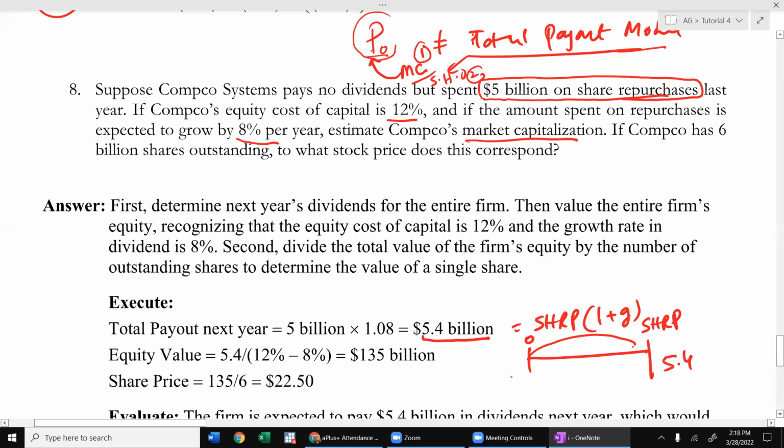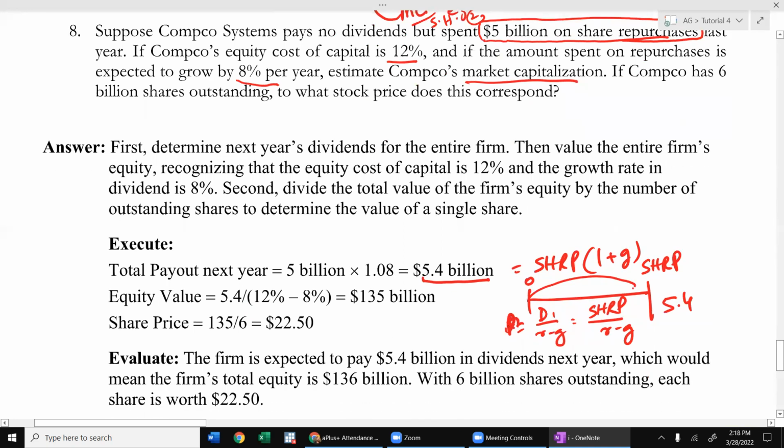Okay, so what is the equity value? What do we need to do? P is equal to, we know, D over R minus G. Since D is not here, we have SHRP, share repurchase, over R minus G. Same thing, but we are using SHRP. But this is not equal to P, this will be equal to the value, or market value, or market capitalization. So this is 5.4 over 12% minus 8%, which is 135 billion. So the total market value is equal to 135 billion.